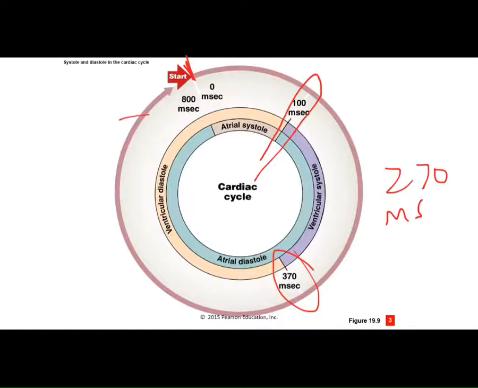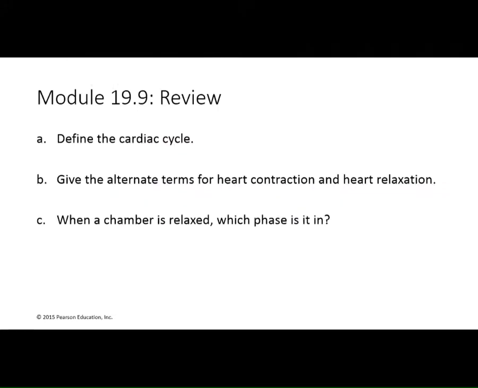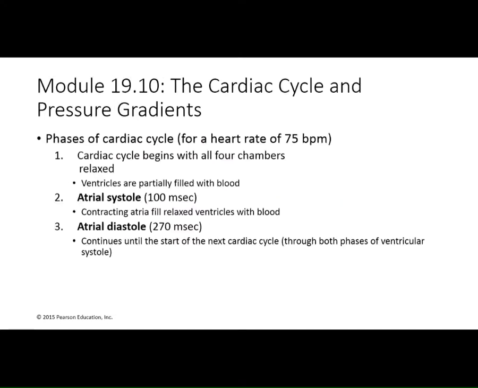So the total is about 800 milliseconds, 0.8 seconds: 100 milliseconds for the atria to contract, about 270 milliseconds for the ventricles to contract, and then the chambers are in diastole, or at rest, longer than they are in contraction. So that's just an introduction to this.